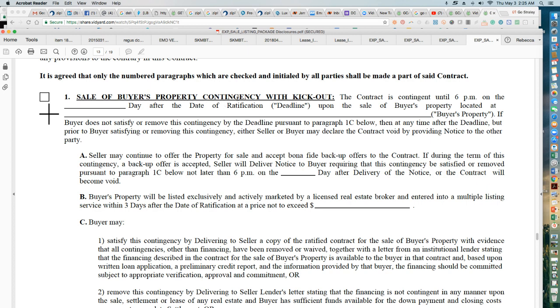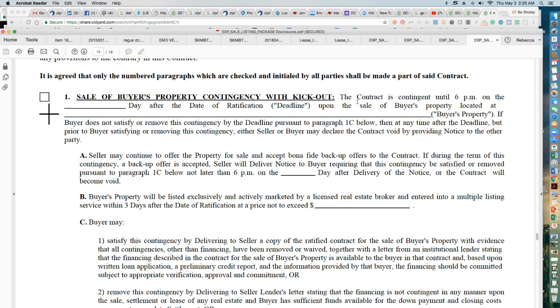So, for instance, if we want the buyer to have a contingency with a kick-out clause, then we want to make sure that we check this box and initial it, as it states up here legally how we're supposed to complete the information. So if we check and initial, then I would be expecting that all of these lines are filled in, and if for any reason they did not apply, then we would put an NA or not applicable.